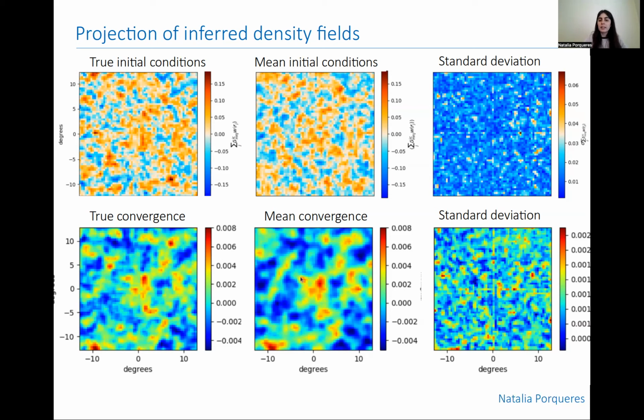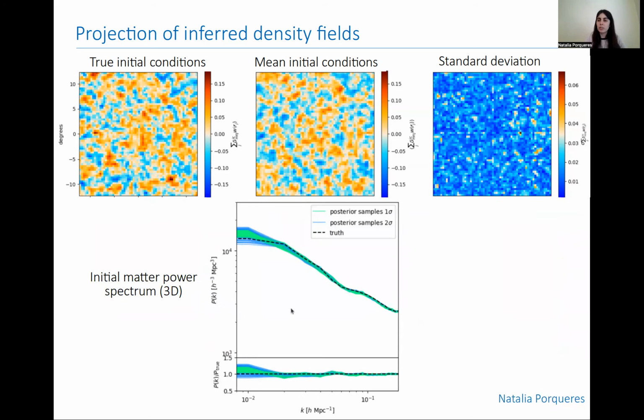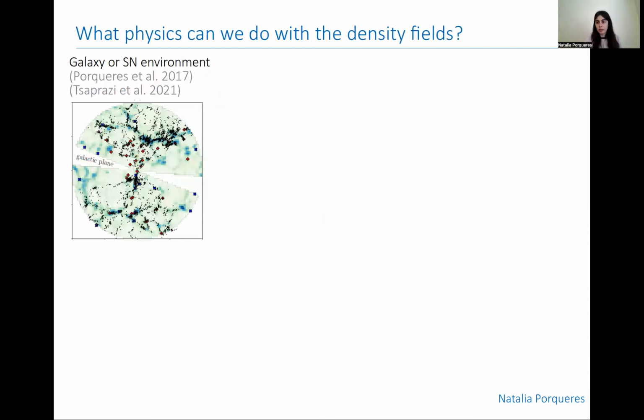This field here, the mean convergence, has a bit smoother structure than the truth, but that's just an effect of computing the mean. If we look at individual samples in the initial matter power spectrum in 3D, we actually recover the correct power spectrum for the individual samples. These initial conditions here are just from mock data. But when we apply this to real observations, we are going to get maps of the dark matter distribution that is there in the universe, constrained by the data.